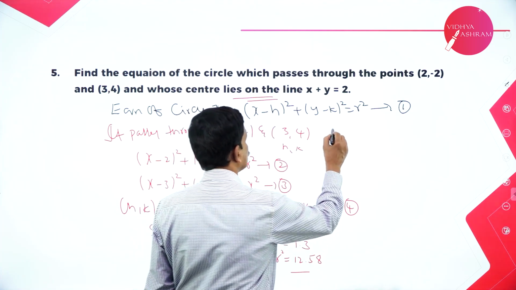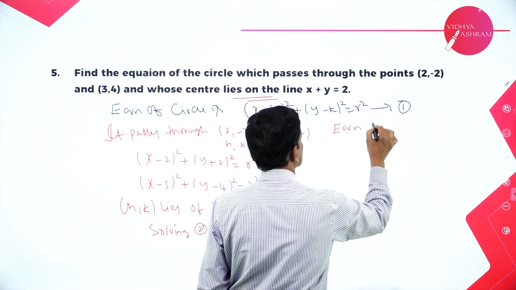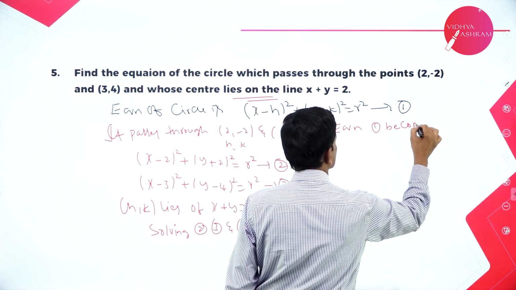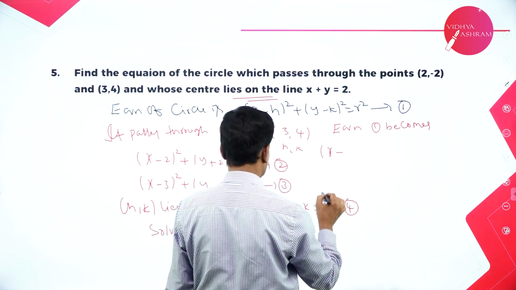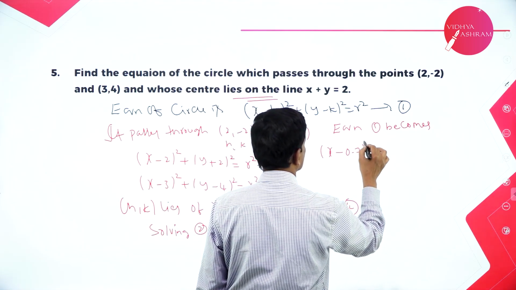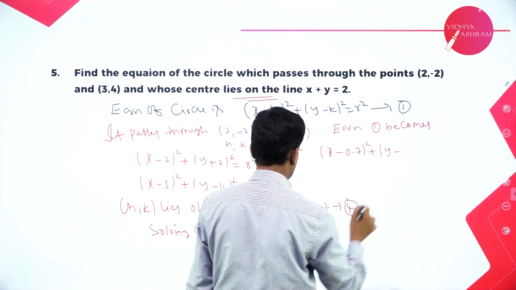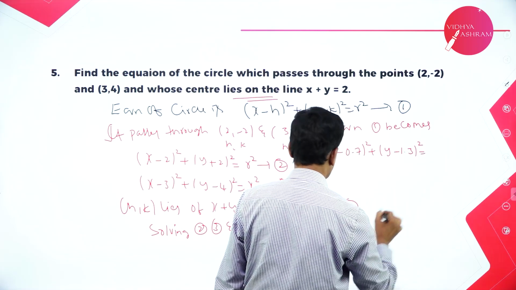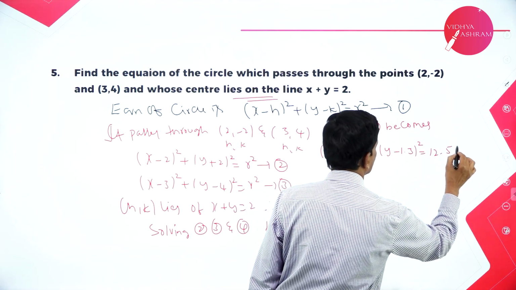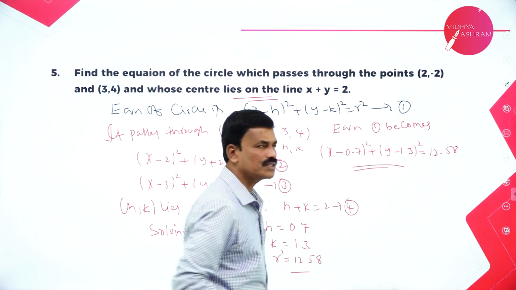So therefore equation 1 becomes the equation of the circle: (x minus 0.7) whole square plus (y minus 1.3) whole square is equal to 12.58. This is the required equation of the circle.